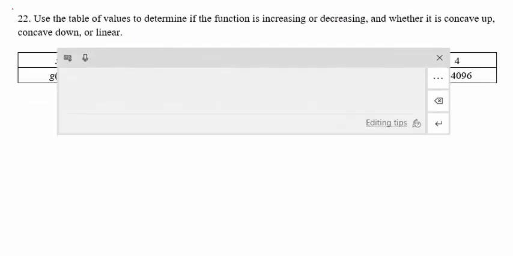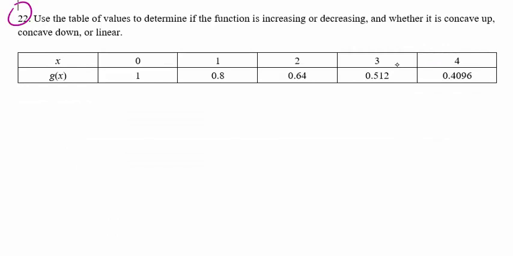Okay, for number 22, we want to use the table to determine if the function is increasing or decreasing, and then to determine the concavity of the function. Okay, so the first thing, if x is going up, which it is, we can look at the y values to determine if the function is increasing or decreasing. And we see from one y to the next that it gets smaller and smaller. So the function is decreasing.